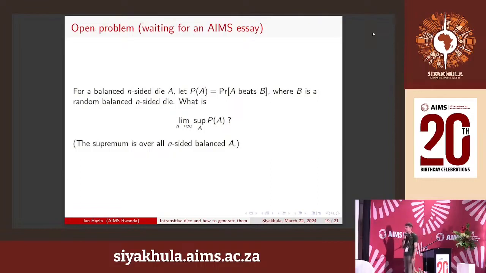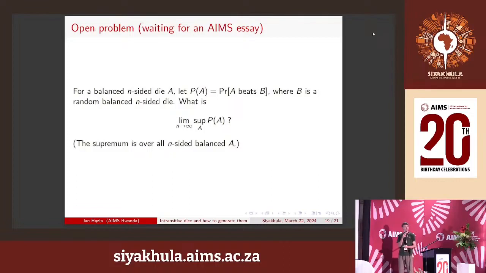Okay, to finish, I want to advertise 2 things. One is an AIMS essay, which for me is waiting to be written. Maybe it's not immediately apparent, but the questions I was discussing are related to the following one. For a balanced n-sided die A, you can try to decide how strong it is with respect to all the other balanced dice. I can let P of A be the probability that A beats B, where B is a random balanced n-sided die. And I want to find, among all balanced ones, the strongest. So I want to take the supremum over A of this P of A.